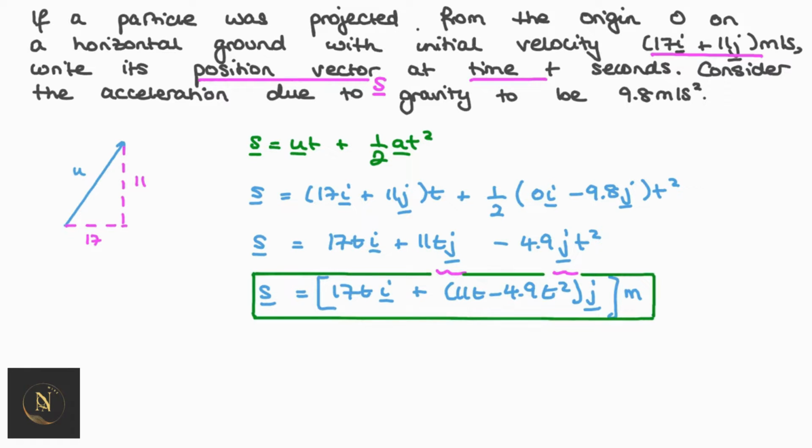And so we're done. We've found a position vector at time t seconds. It's s = 17ti + (11t − 4.9t²)j meters.